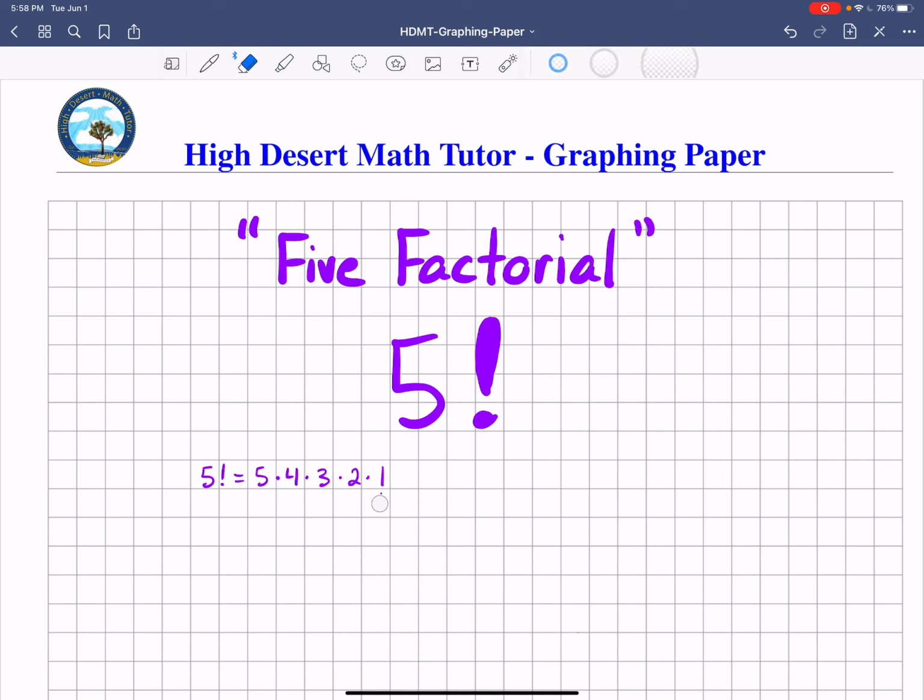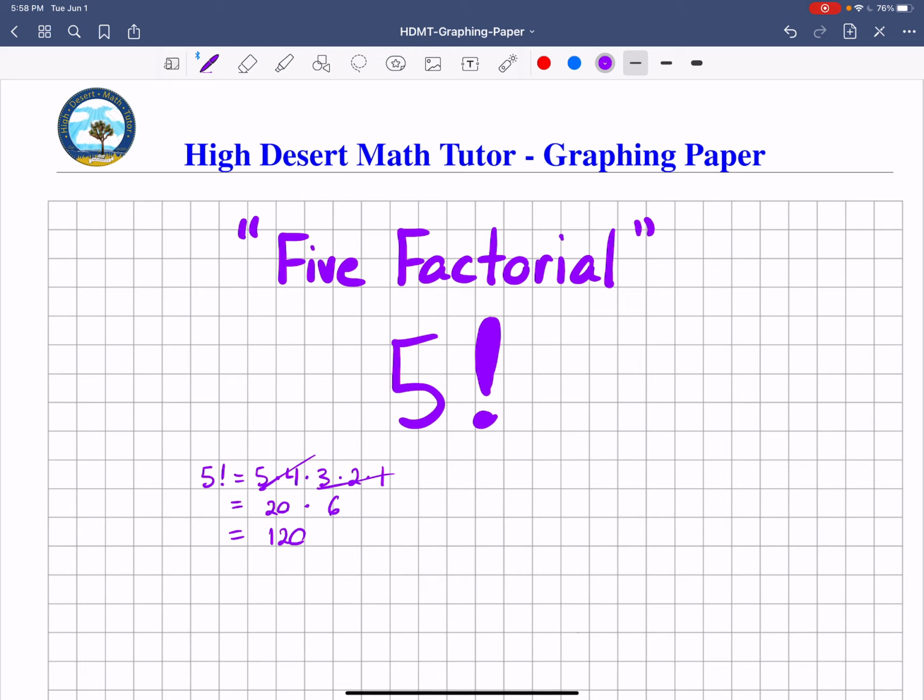After we translate this notation into multiplication, then we can actually multiply. So 5 times 4 is 20. 3 times 2 times 1 is 6. And then 20 times 6 is 120. So 5 factorial is equal to 120.